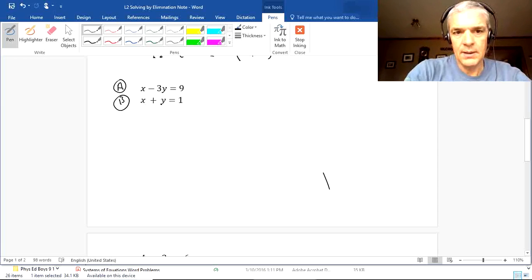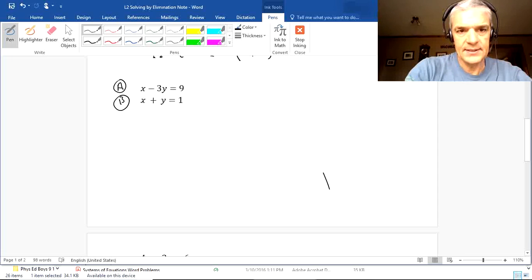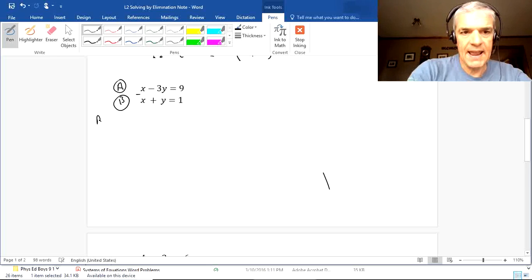Now, when I look at my equations, I have an x and an x. I have a 3y and a minus 3y and a positive 1y, a 9 and a 1. That part's not as important. I want to figure out how I can eliminate one of these two terms. Well, the x's are of equal value. They're exactly the same. So that means if I subtract them, I'd have 0. So if I went x minus x, that would be 0. So what I do is I say A minus B.